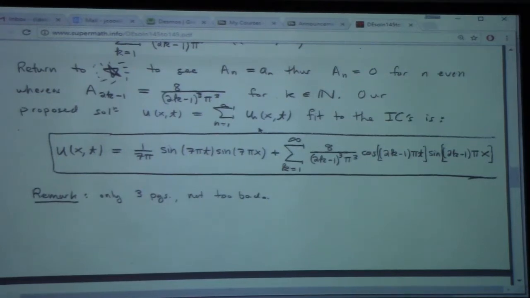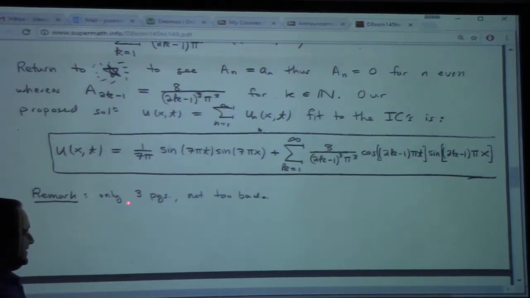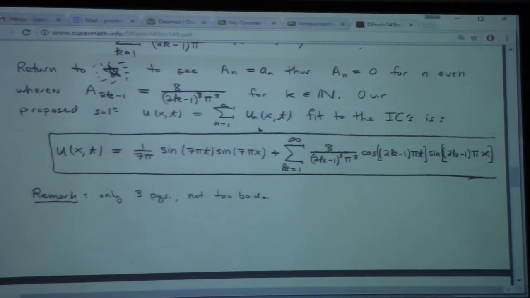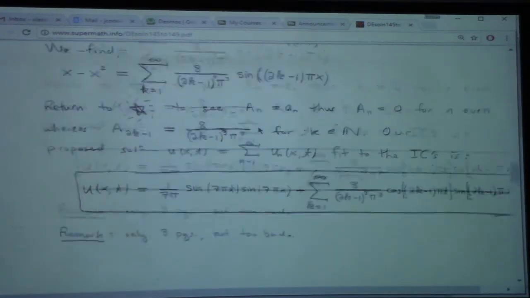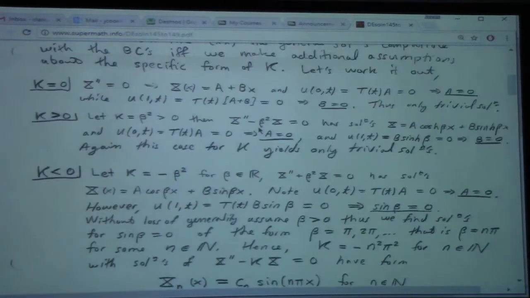Now, 3 pages. Now, I have made your life easier because I have taken pains to condense the first part of this. If you pay attention to what I've done in the notes for you guys, I have basically provided you 4 propositions on homogeneous boundary conditions which tell you how this goes. So you don't actually have to go through these 3 cases, right?